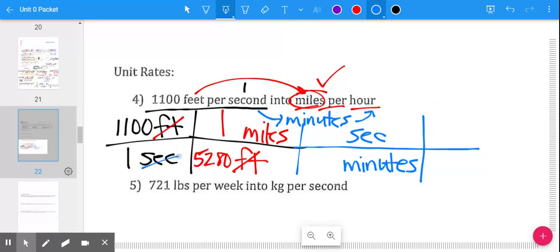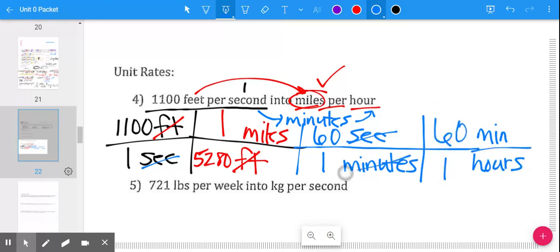So seconds at the bottom, seconds at the top, it crosses out. We know there's 60 seconds in 1 minute. Then we have minutes at the bottom, so minutes has to be at the top, and hours at the bottom. 60 minutes in 1 hour, minutes crosses out, one at the bottom, one at the top, and we're left with miles per hour.